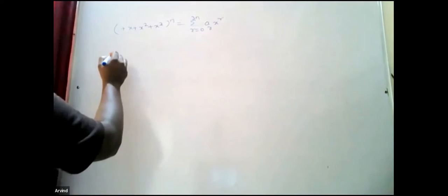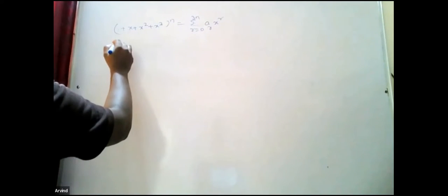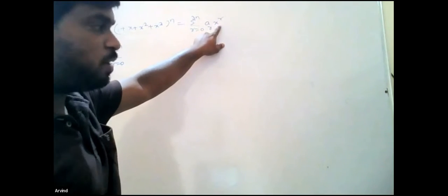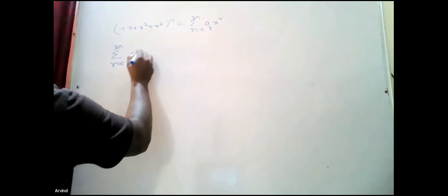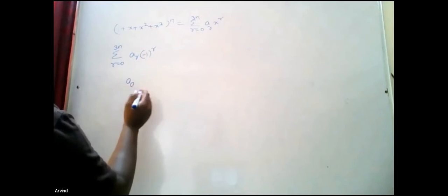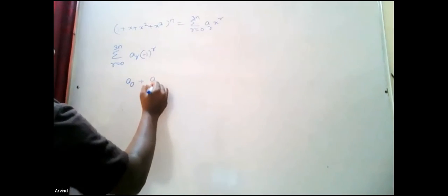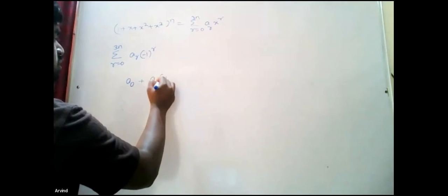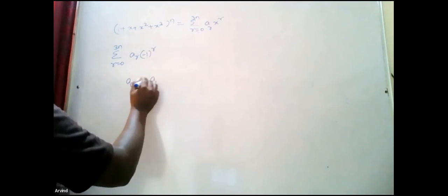So now, for example, just observe r is equal to 0 to 3n. Suppose you had given x as minus 1, then you would have added like this. Let's try to expand this. First, for r equal to 0, a naught times minus 1 to the power 0, which is 1 itself. Plus next, for r equal to 1, a1 times minus 1 whole to the power 1. Since the power is odd, it remains minus 1. So this minus and plus will become minus.